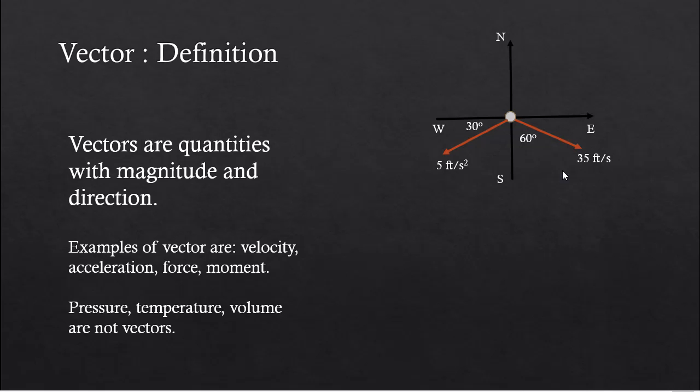Here are two examples of a vector. We have chosen four directions: east, west, north, and south. This is a velocity vector of 35 feet per second, which makes an angle of 60 degrees with the south. This is an acceleration vector, which makes an angle of 30 degrees to the west. This is a force vector, which is applied at this joint of a structure, which makes an angle of 60 degrees to the downward direction.